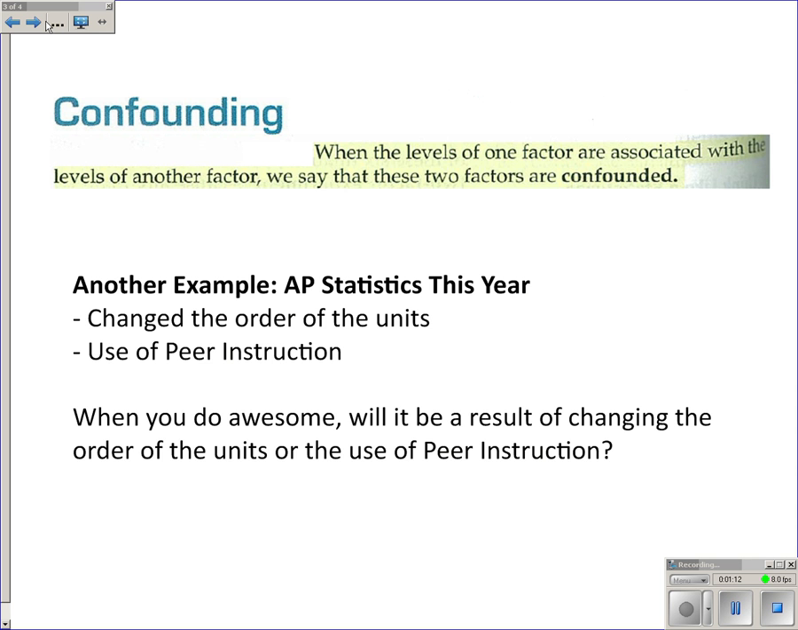Another example is the way I'm teaching AP statistics this year. I've changed the order of the units. I'm using a different method of teaching. I'm using a lot of peer instruction, videos. I'm using some different way of teaching this course. So when you do awesome on the AP exam, is it a result of changing the order of the units? Will it be the way I'm teaching it this year? I'm not sure how much effect those have on how well you'll do on the AP exam. If I was teaching multiple sections of AP statistics, I could vary that to see how much effect each would have, but I'm just teaching it all at the same time, and so those will be some confounding variables.